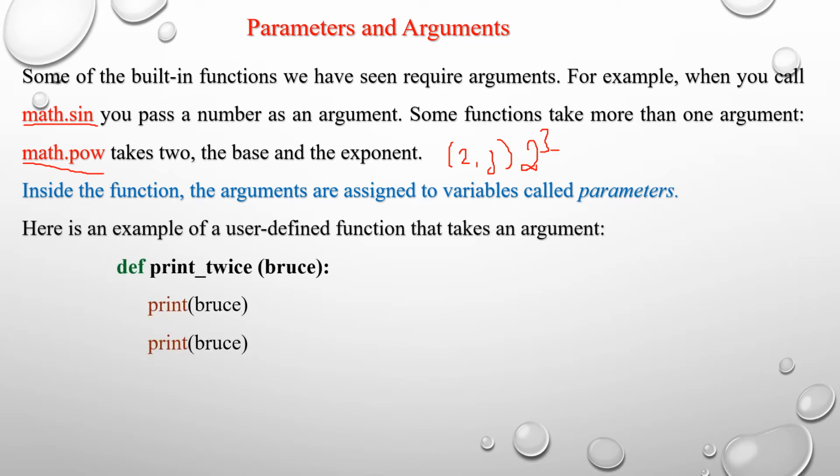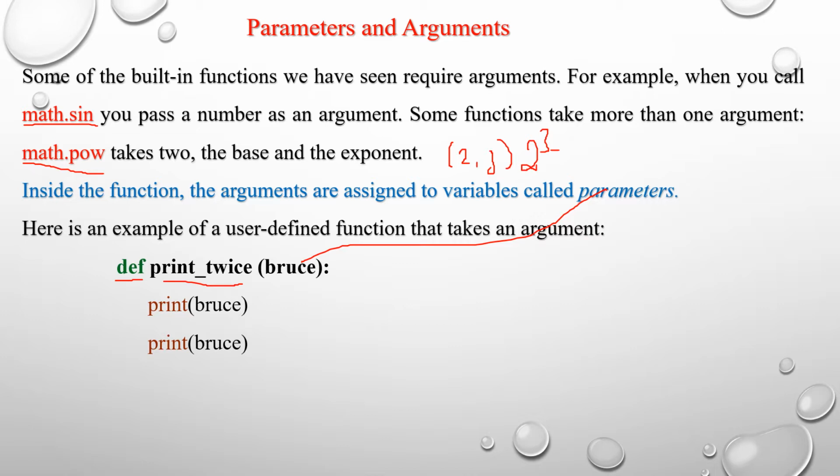Here is an example of a user-defined function that takes one argument. This is a user-defined function definition. def is the keyword for function definition, the function name is print_twice, and the parameter is Bruce. Inside the function, the argument is assigned to the parameter, so it acts as a parameter.